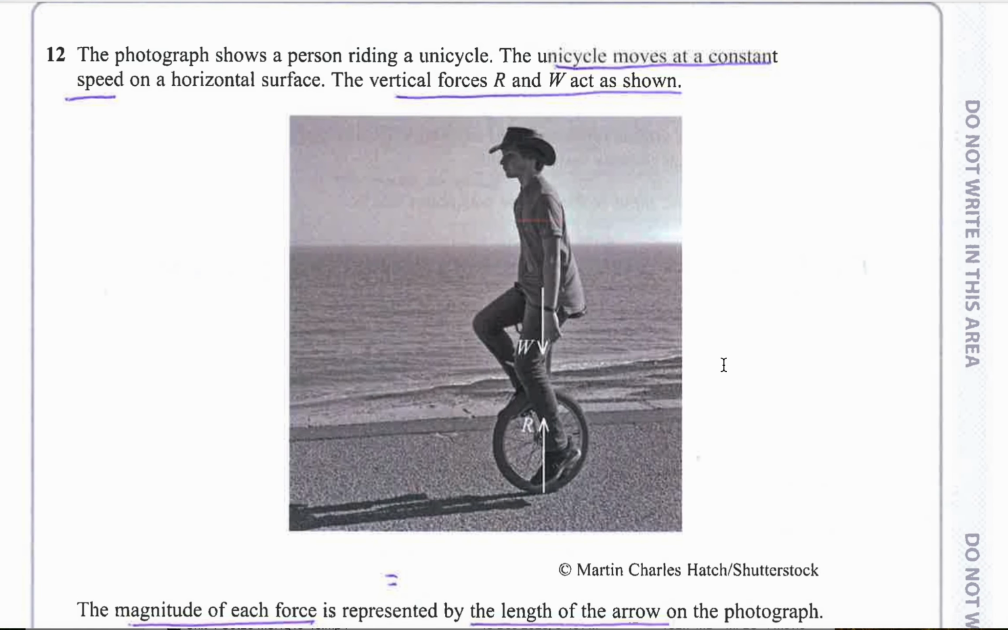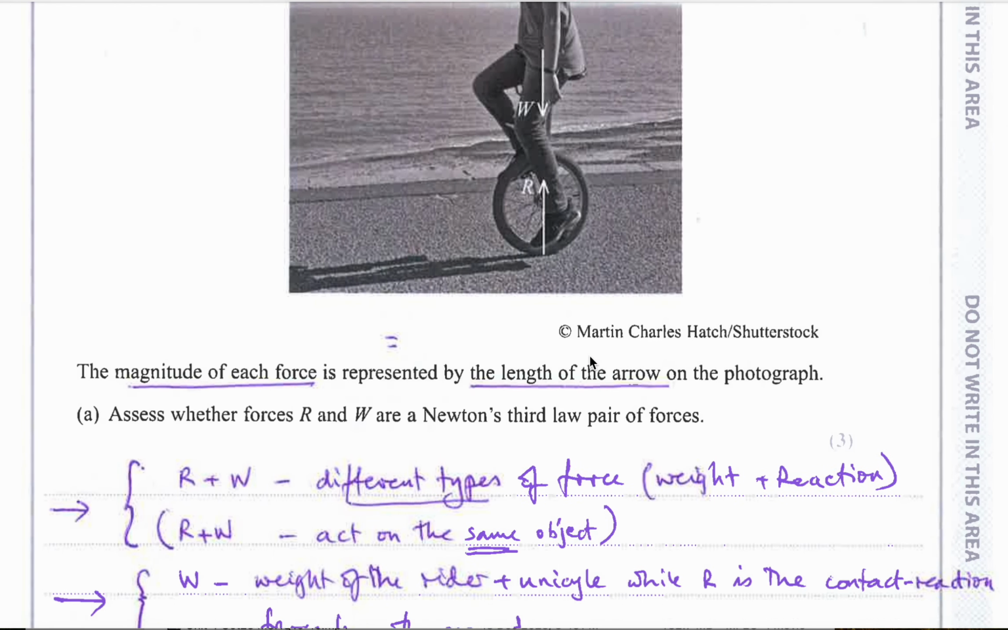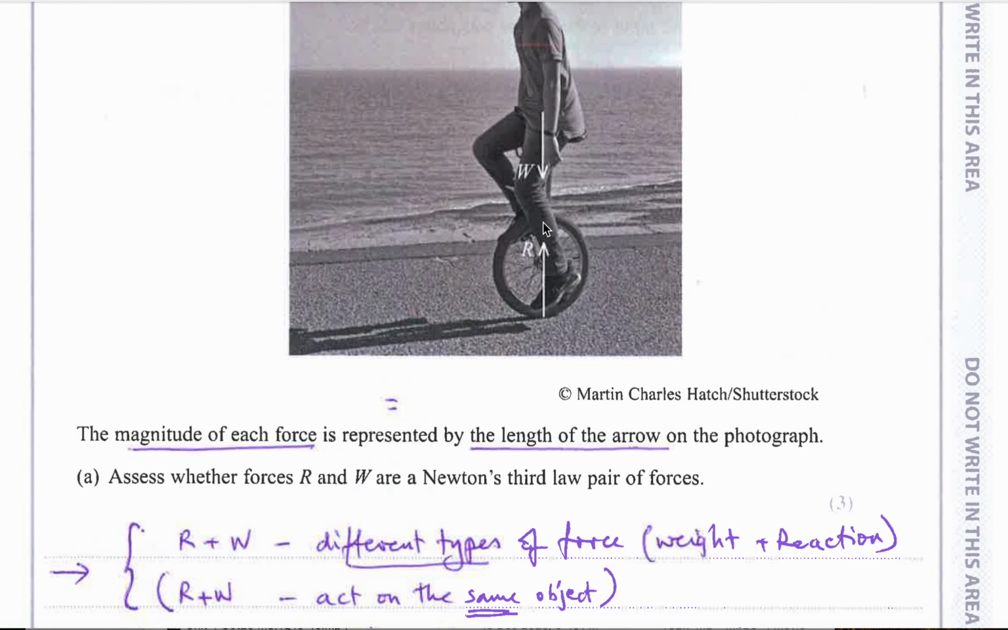Okay, the next question shows a person riding a unicycle. The unicycle moves at a constant speed. So if it's telling you it's moving at a constant speed, it means the forces are balanced in the horizontal direction. The vertical forces, R and W, act as shown. Okay? So, looking at R and W, it wants you to say the magnitude of each force is represented by the length of the arrow on the photograph.